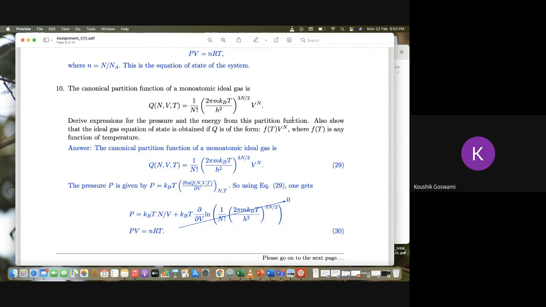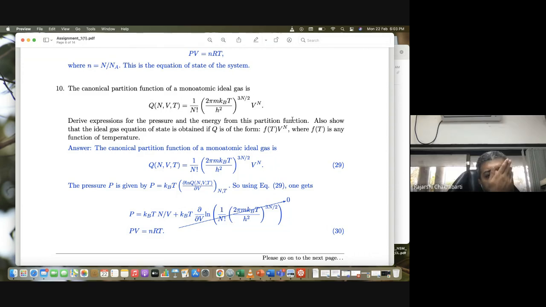The pressure you can easily calculate from this if you know the partition function, using this formula, kBT times the derivative. And you have to see the structure. V to the power N, what does it tell you? It basically means there is no interaction, because this is coming from N integrals over the coordinates, one for each of the N particles. So these particles do not interact. Ideal gas kind of thing. That's why it is divided by N.